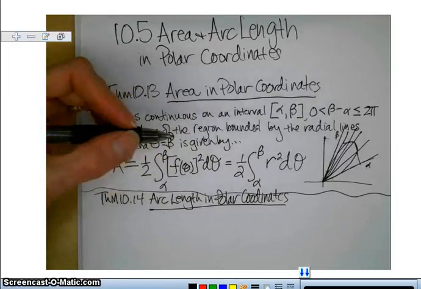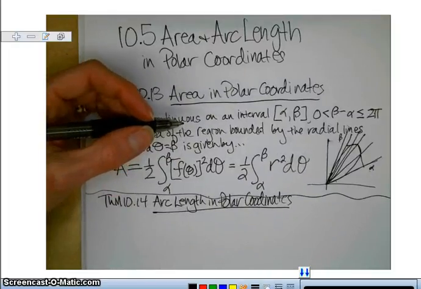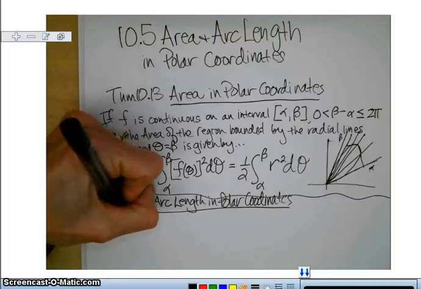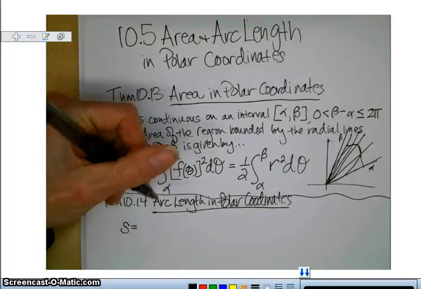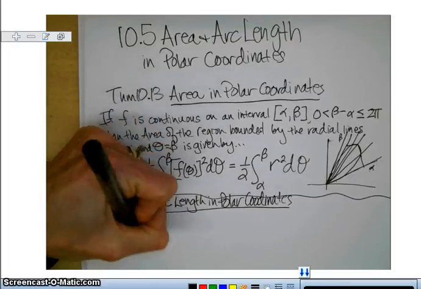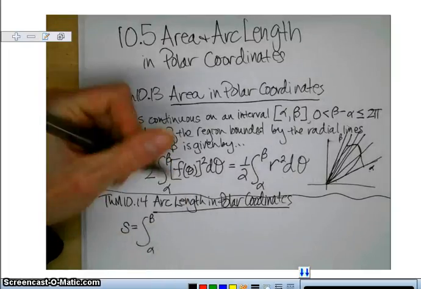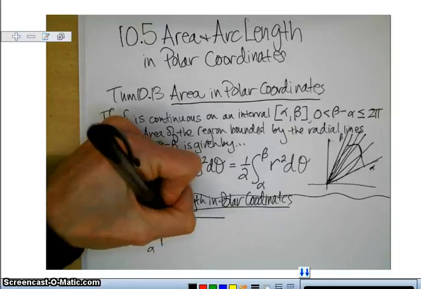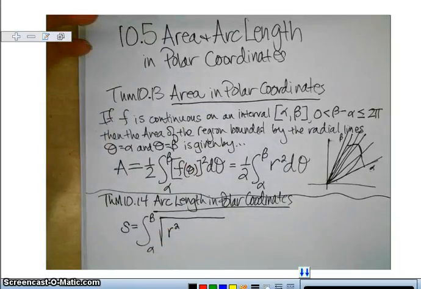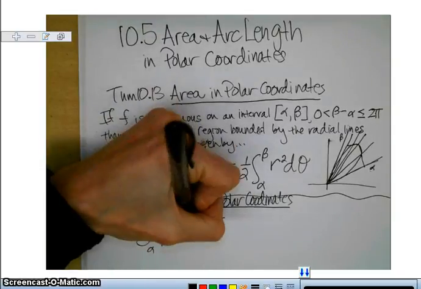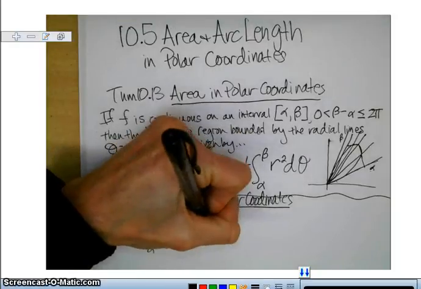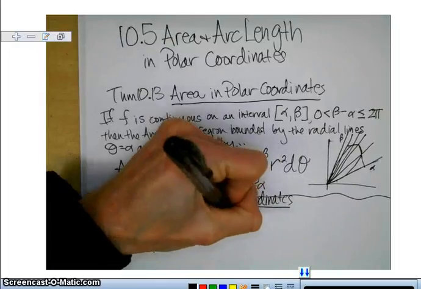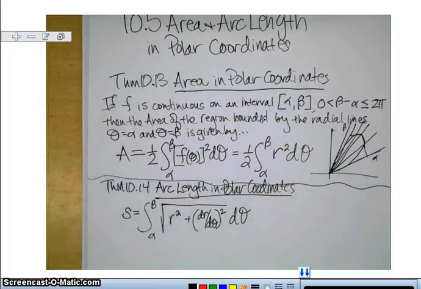All right, so the arc length, very similar as far as the explanation. I'm just going to give you the formula. So s, little s is arc length, is the integral from alpha to beta of the square root of, I'm just going to give you the easiest version, r squared, your r function, plus the derivative, dr over d theta, the derivative of r in terms of theta, squared, d theta. And that's going to give you the arc length.